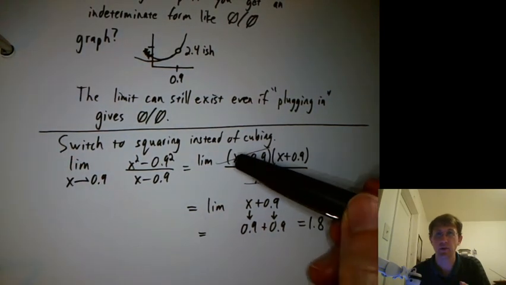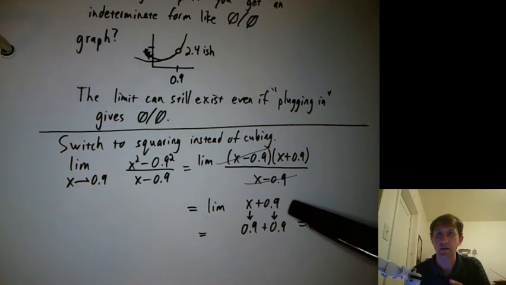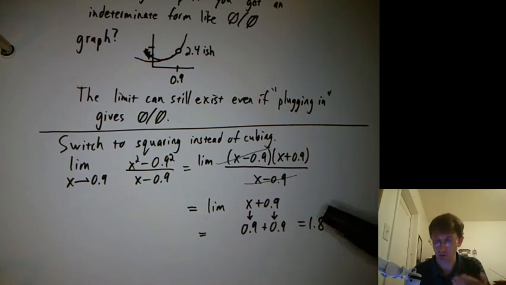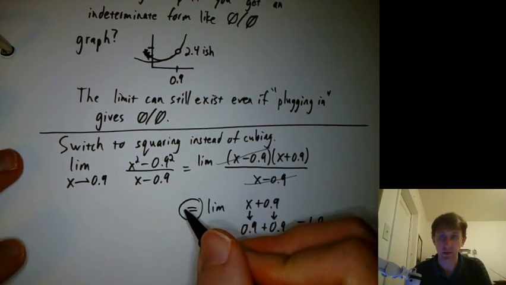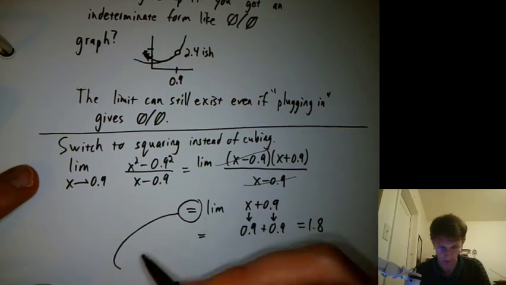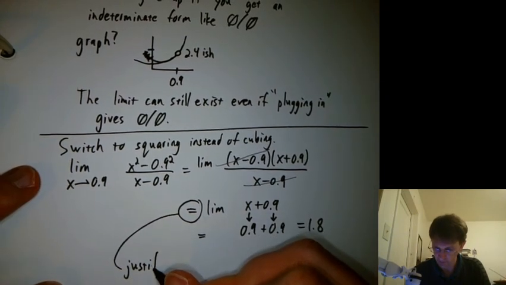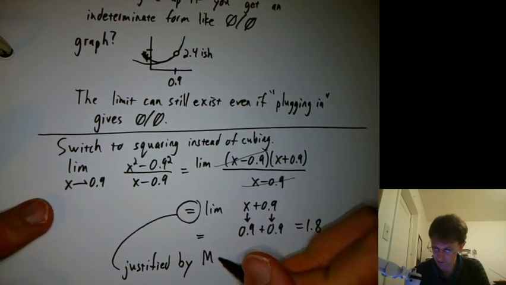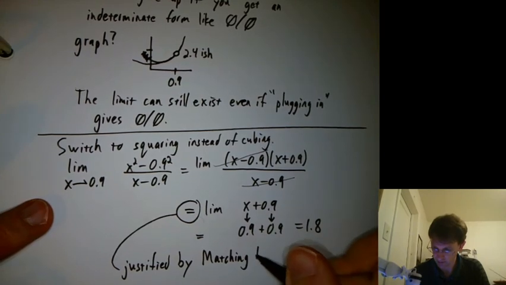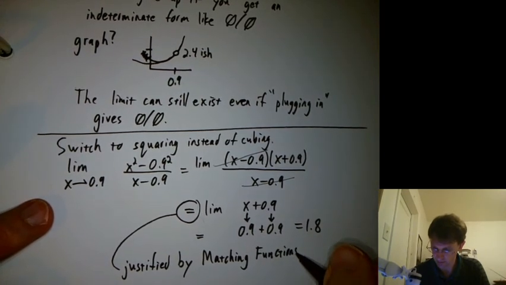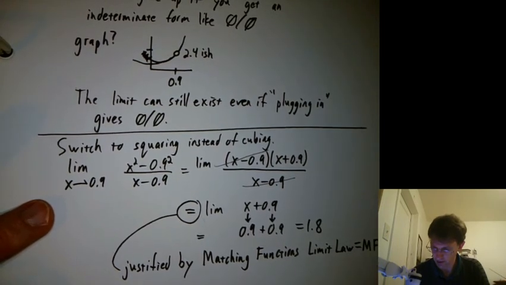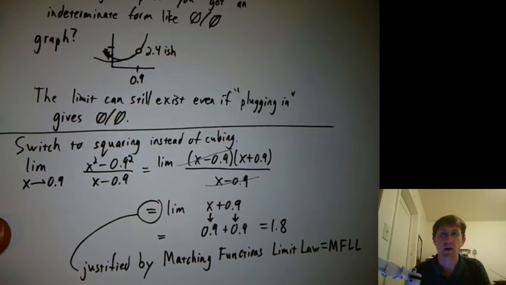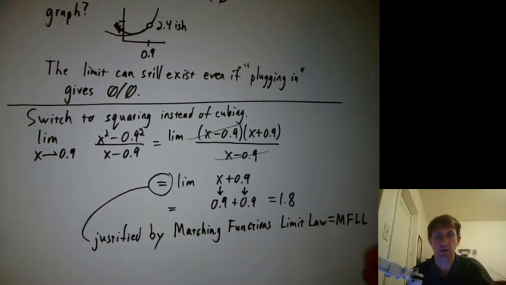Why is it we can say the limit of this function is the same as the limit of that function, even though they're different functions? Well, they're the same everywhere except that one point. So this equals right here has to be justified. So it's justified by what some books call the matching functions limit law, which you could abbreviate MFLL. Our book calls it something different, which I'll show in just a sec.